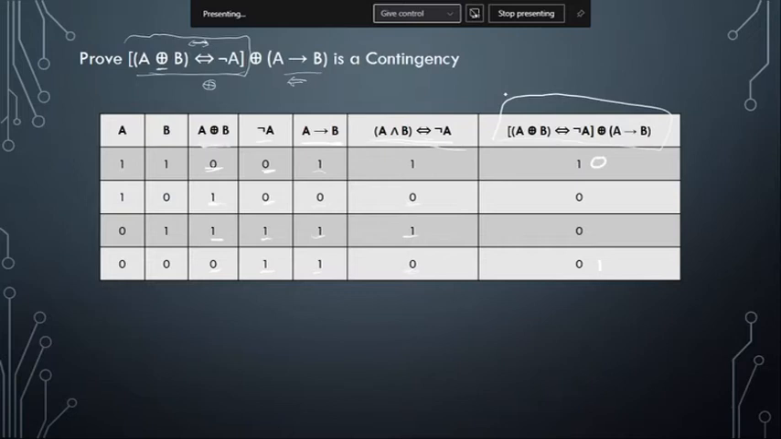When the values are the same, it's 0, but when the values are not the same, it's 1. So, 1, 1, that is 0. Then 0, 0, 0, 1, 1, 0, then 1, 0, 1. Okay, that is a contingency.